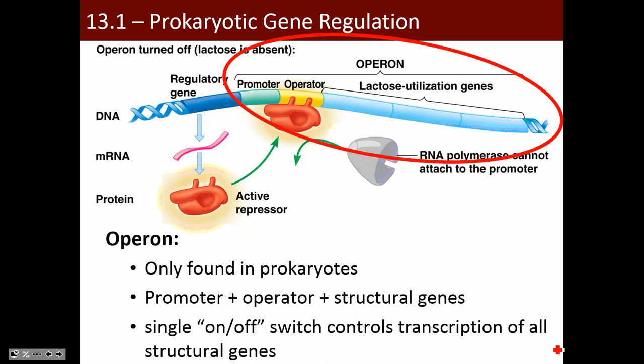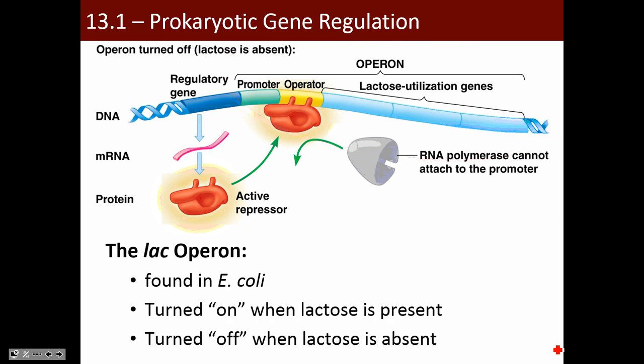The operon contains the promoter, the operator, and the structural genes. It allows for a single on-off switch for the transcription of all the structural genes, so it makes it convenient to utilize these genes as a package. This particular operon is known as the lac operon, and lac comes from lactose because it has to deal with utilizing lactose as a nutrition source.